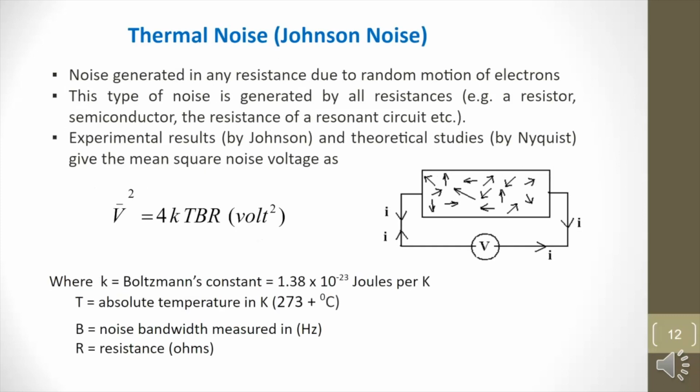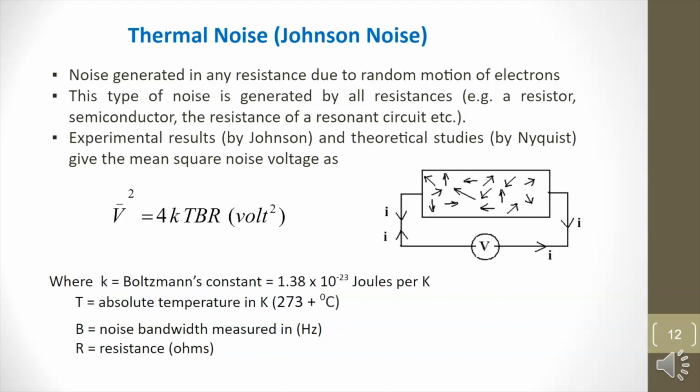Thermal noise, or Johnson noise, or white noise is noise generated in any resistance due to the random motion of electrons. This type of noise is generated in all resistances, for example a resistor, a semiconductor, the resistance of a resonant circuit, etc. Experimental results by Johnson and theoretical studies by Nyquist give the mean square noise voltage as V squared equals 4kTBR, where k is the Boltzmann constant, which has a value of 1.38 × 10^-23 joules per Kelvin. T is the absolute temperature in Kelvin.